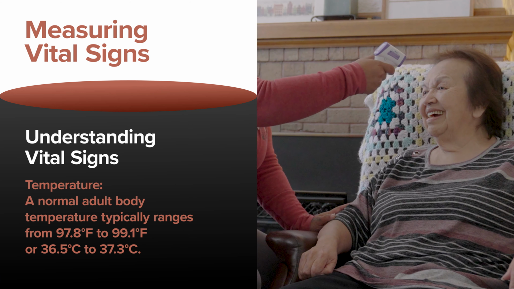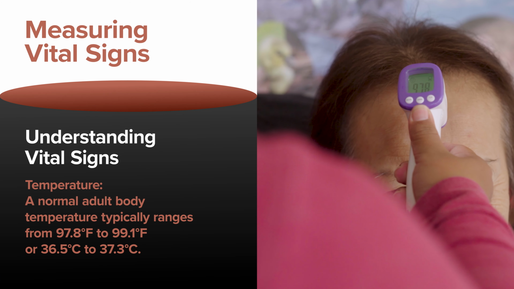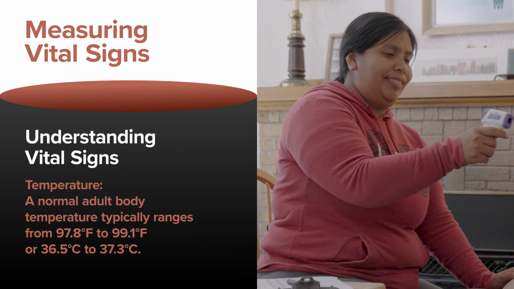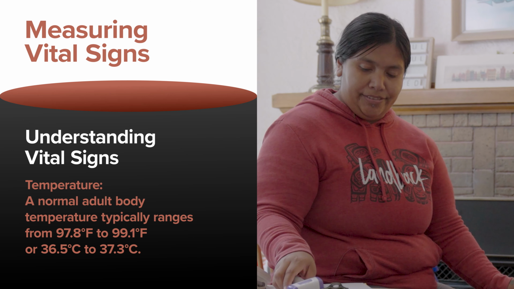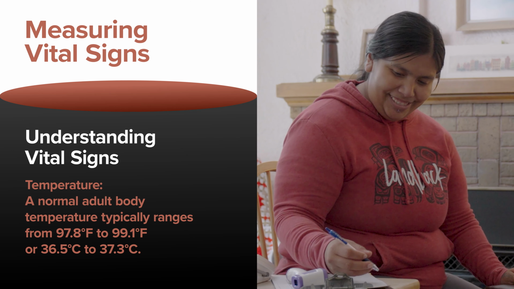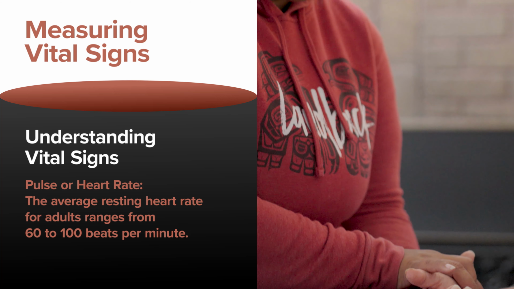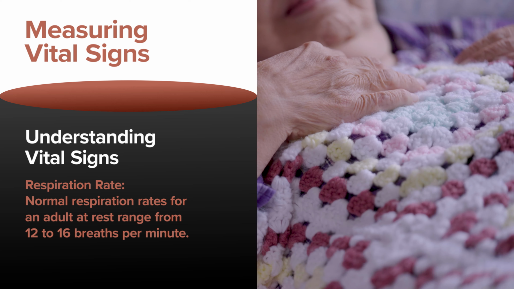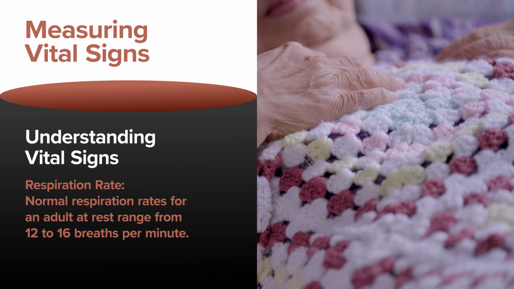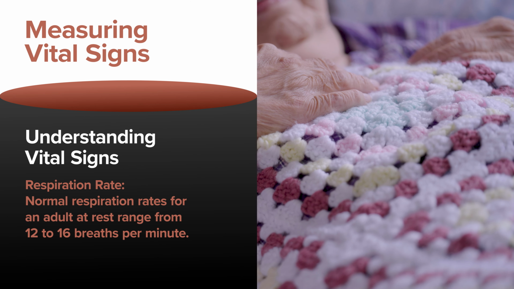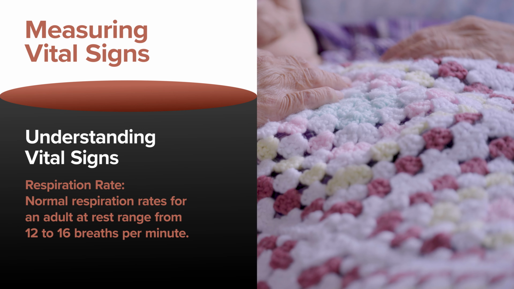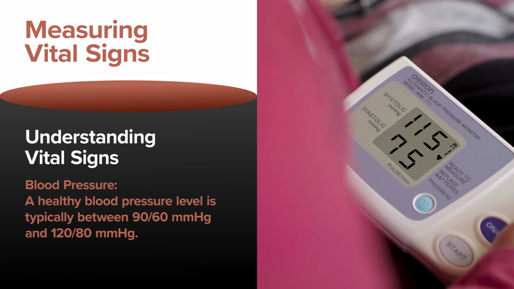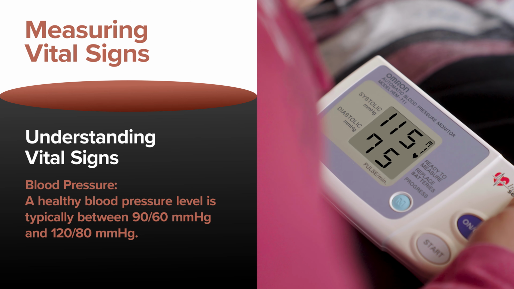Temperature. A normal adult body temperature typically ranges from 97.8 degrees Fahrenheit to 99.1 degrees Fahrenheit, or 36.5 degrees Celsius to 37.3 degrees Celsius. Pulse or heart rate. The average resting heart rate for adults ranges from 60 to 100 beats per minute. Respiration rate. Normal respiration rates for an adult at rest range from 12 to 16 breaths per minute. Blood pressure. A healthy blood pressure level is typically between 90/60 and 120/80.